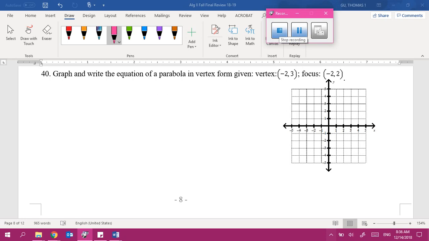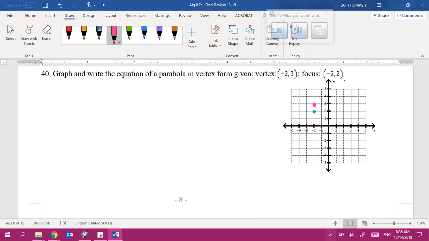40. Graph and write the equation of the parabola in vertex form given the vertex and the focus. So we're going to graph the vertex and the focus. The vertex is at negative 2, 3. That's right here. And the focus is at negative 2, 2. That's right here. Notice how these two, the vertex and focus, are lined up vertically, right? That means your parabola is going to open vertically.